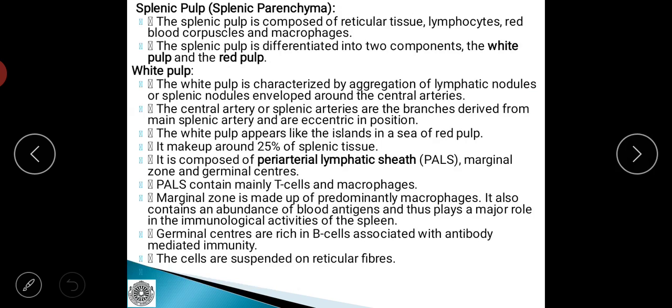The red pulp is distributed vastly. The white pulp makes up around 25% of the splenic tissue, and it is composed of the periarterial lymphatic sheath, which I already mentioned and which is popularly abbreviated as PALS, and it consists of the marginal zone and germinal centers. Those things I have also mentioned. PALS contains mainly T cells and macrophages, and the marginal zone is made up predominantly of macrophages. It also contains an abundance of blood antigens and thus plays a major role in the immunological activities of the spleen. The germinal centers are rich in B cells associated with antibody mediated immunity.